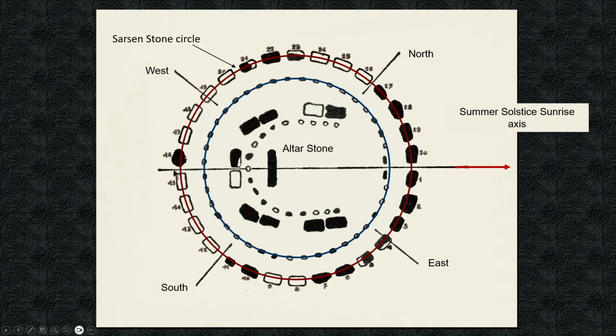One of the interesting things here is the summer solstice sunrise axis, which leads to the position of the sun when it's at its farthest north position at summer solstice on the horizon, at its rising point. I'm not showing it here. You don't see it in the ground plan, but there's another upright stone out in the field called the heel stone that marks that position very accurately.